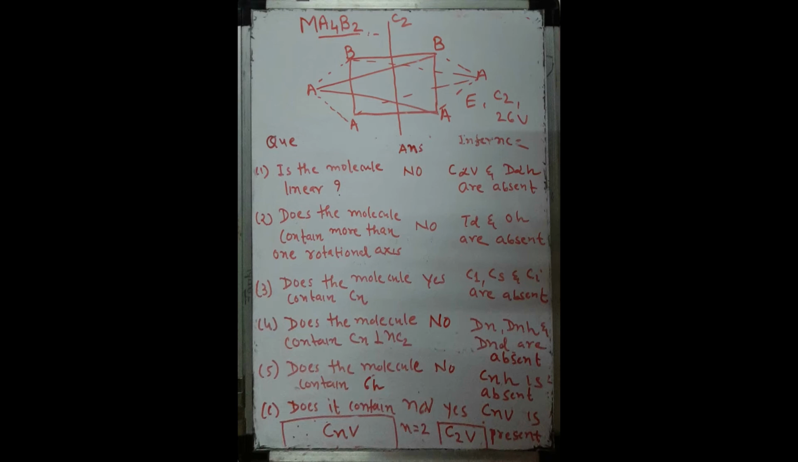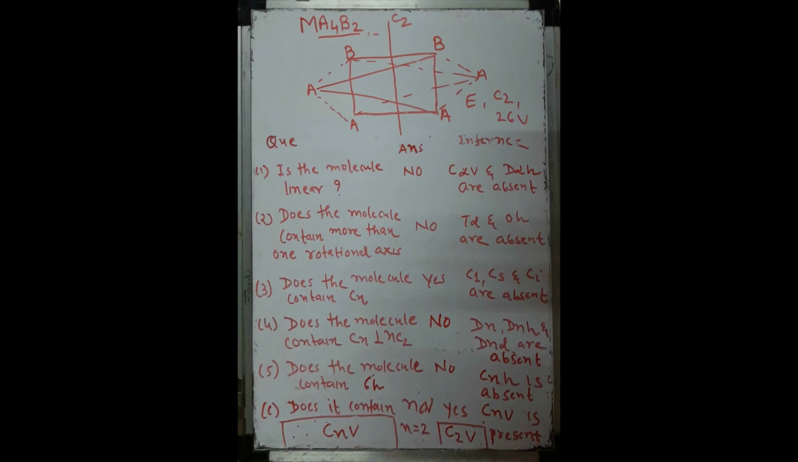Second question we are going to ask, does the molecule contain more than one rotational axis? Answer is no, that means tetrahedral and octahedral are absent. Third question we are going to ask, does the molecule contain Cn? Answer is yes, therefore C1, Cs and Ci are absent.